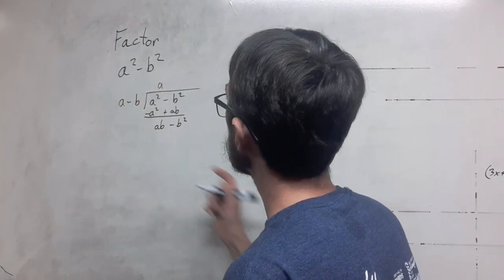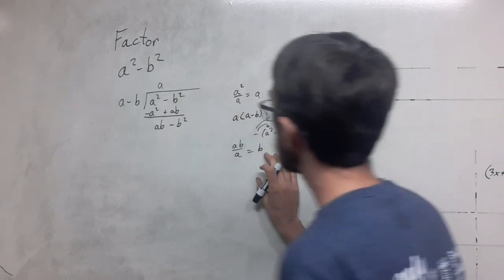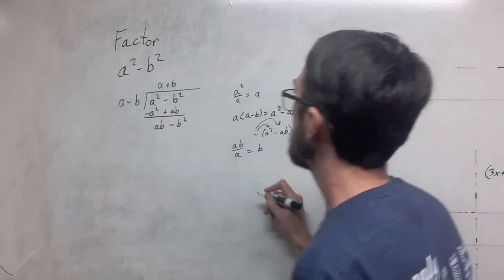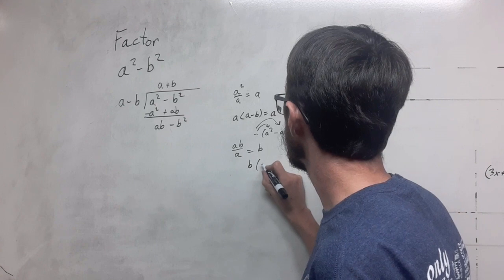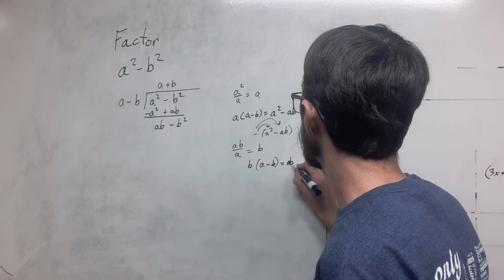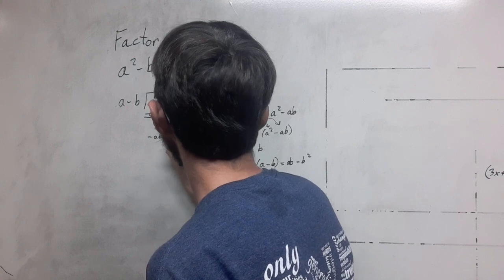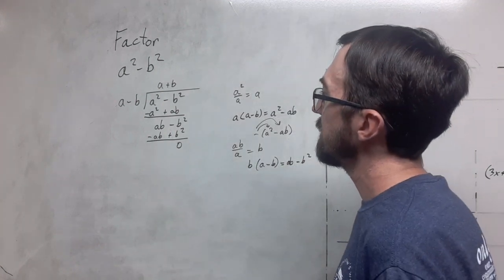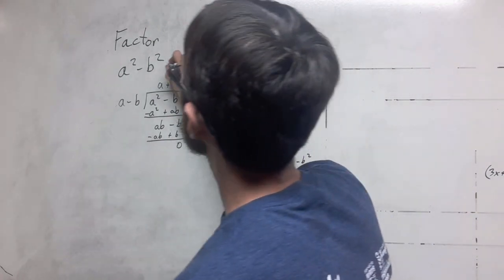Again, we're going to create some ratios here. So this gives me b. So I'm going to add b up here in my quotient. Again, we're going to take this term and multiply it by this term. This is going to give us 0 here. So this is the other factor, and we have all the factors.